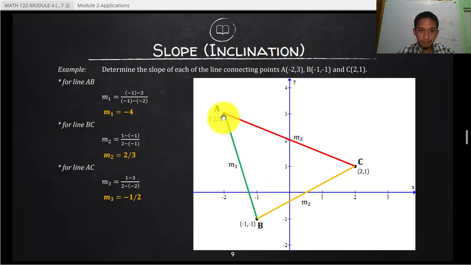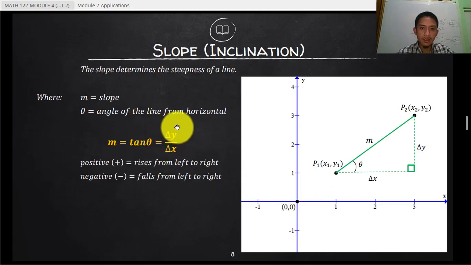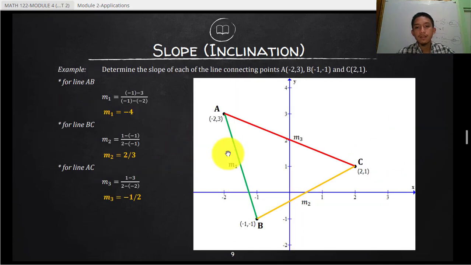Again, delta y, delta x. Do not forget about that. Delta y, delta x, y over x, or vertical over horizontal. That's why in other books they call this rise over run. So if we say delta y or delta x, always consider the same point as your basis. If I say from A going to B, then always B minus A.